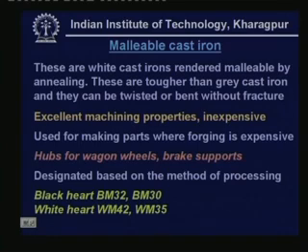So this malleable cast iron appears to be a very good material for a machine element. You can see it has good machining property and it is inexpensive also.